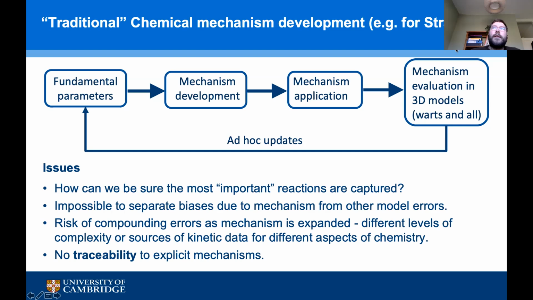If you're evaluating against surface sites or aircraft or satellite data sets, it's very difficult to separate any biases due to the chemical mechanism that you have from other model errors, such as the transport scheme or convective parameterizations and what have you. And you can have compounding errors as the mechanism expands. So you can have these weird things where one version of the model gets tuned to fit the data, and then someone realizes that the chemistry is wrong, and then they improve the chemistry, and then it actually can make the comparison against some observations worse. And it becomes a really almost intractable problem. There's no traceability to our explicit mechanisms, which we know are the best standard, as close to reality as we could get.